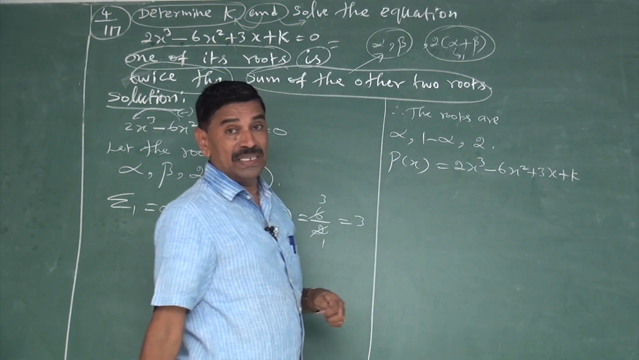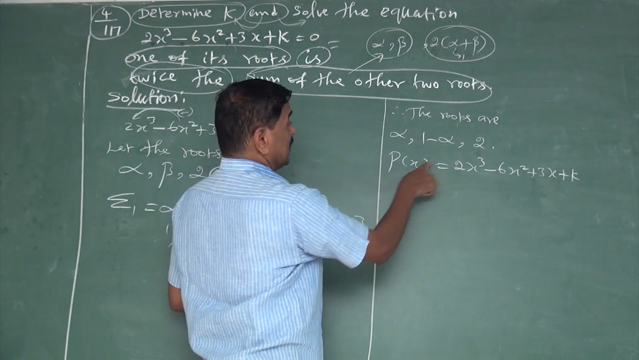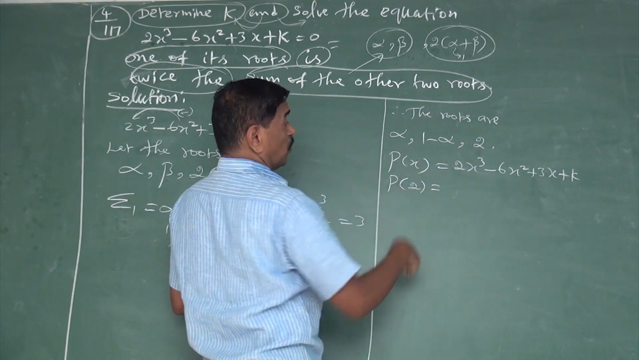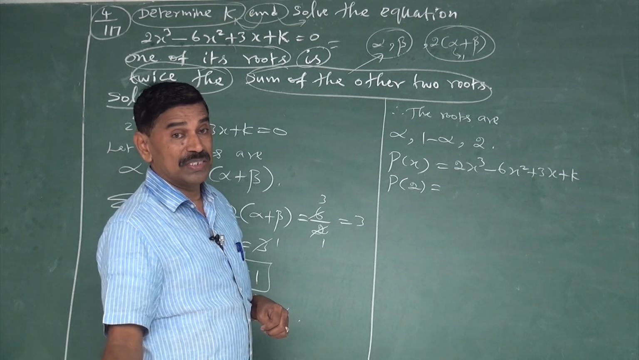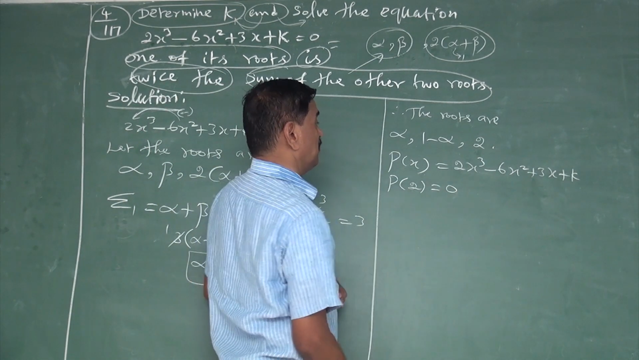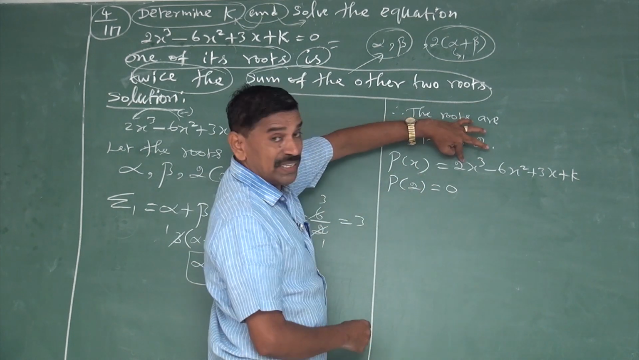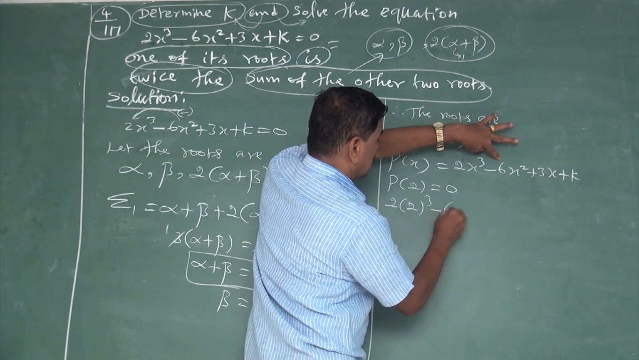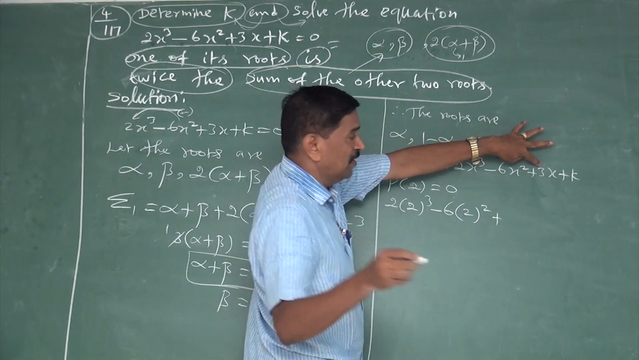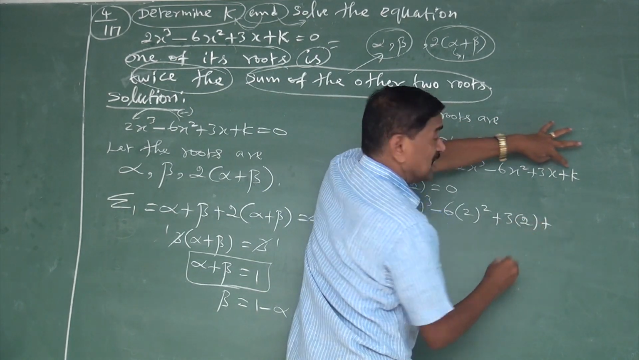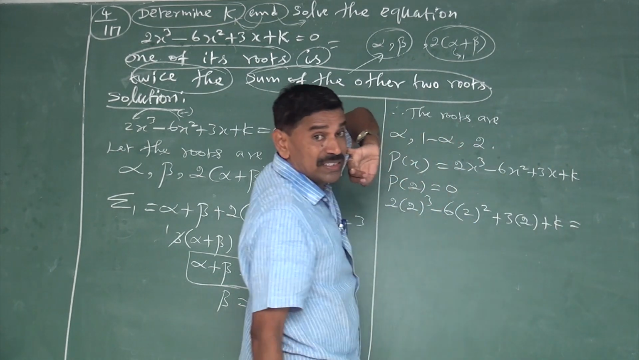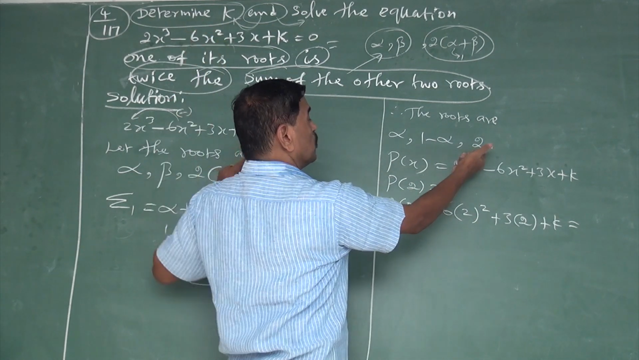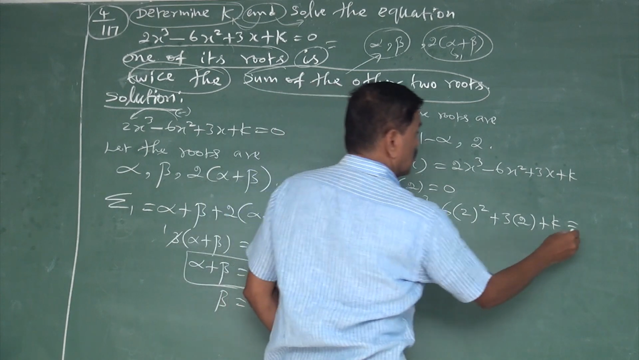Now next step: put x equal to 2, that is x is replaced by 2, we get p of 2. Here 2 is a root. What is p of 2? Equal to 0, because the remainder is 0. P of 2 is equal to 0. Now x is replaced by 2: 2 into 2 the whole cube minus 6 into 2 the whole square plus 3 into 2 plus k, which is equal to 0. Why? Because the right hand side is 0. Here 2 is a root, therefore 2 satisfies the equation. That means p of 2 is equal to 0.